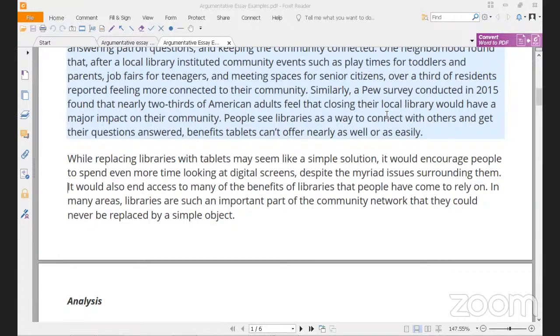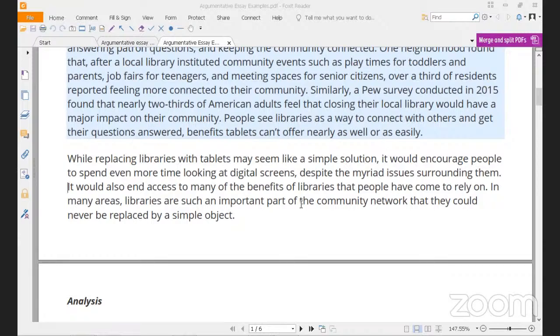Last paragraph. While replacing libraries with tablets may seem like a simple solution, it will encourage people to spend even more time looking at digital screens, despite the myriad issues surrounding them. It will also end access to many of the benefits of libraries that people have come to rely on. In many areas, libraries are such an important part of the community network that they could never be replaced by a simple object.